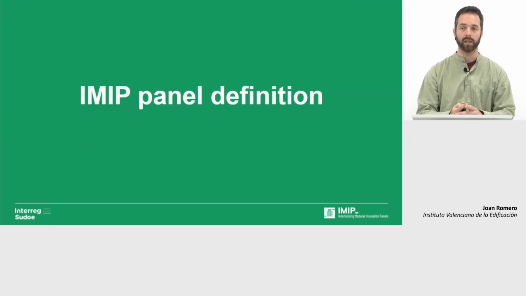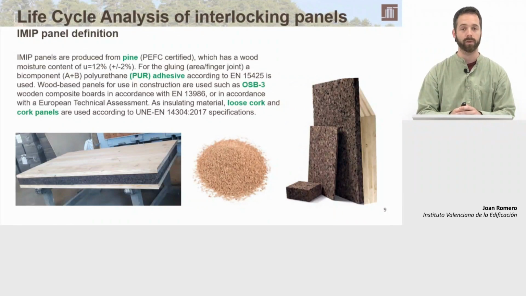What are the IMIP panels and how are they composed? The first part of the life cycle assessment is to properly define, for example, the ancillary materials of these IMIP products, which are basically sawn wood, mostly from pine.